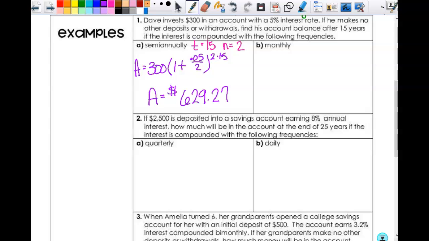All right, so let's look at B. So this is semi-annually, and then we've got monthly. So what would T be here? 15. What is N going to be? 12. Okay. So do you think you're going to get more money or less money than semi-annual? More. Okay, that makes sense. So let's see how much more. So A equals 300 times (1 plus 0.05 divided by 12) to the 12 times 15 power.